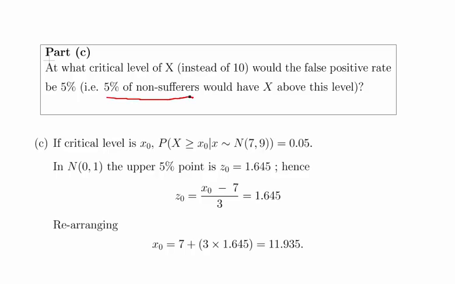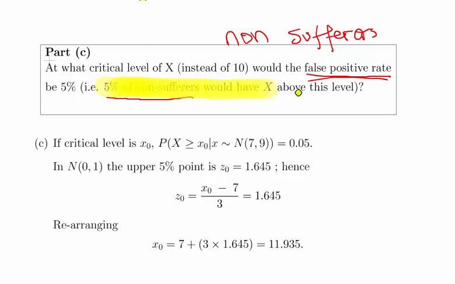So, what we were looking for is some value of x such that only 5% of non-sufferers will be above this level. Okay? So again, false positive rate. That means the people that you detect or you're looking out for, but they don't have it. So the false positive rate means the non-sufferers. Okay, that's important. It's trying to digest what's going on here, because you might not be given a tip like that. You might not be given it to you as easy as this.